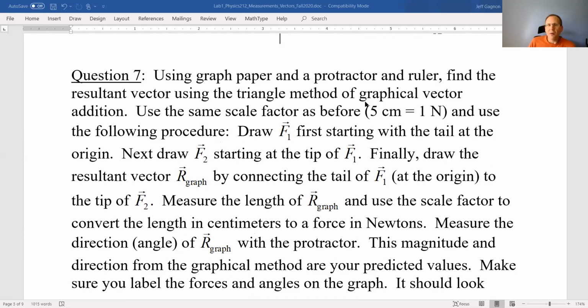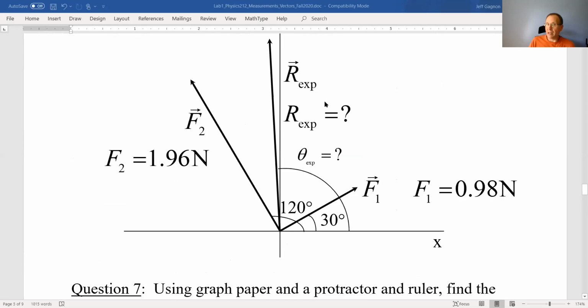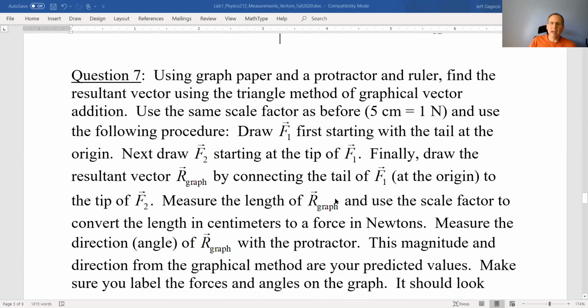So what we want to do now is find the resultant vector using a different method. Remember, this method right here is using the Kistler force platform. That's what we got the data for. So this is like my experimental resultant vector. That's why I call it EXP, experimental. Now I want to find it graphically, right? Or you guys are going to find it graphically by adding the two vectors using graph paper. So you're going to use the triangle method, right? A vector addition, tip to tail. Use the same scale factor, and I give you all the directions here.